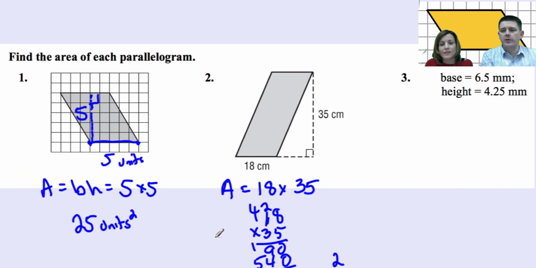Instead of drawing the shape for you, they just gave you the information, but the same thing. Area is equal to base times height. Pause, so do your multiplication on your own. Check back with us in a second and see what you get.